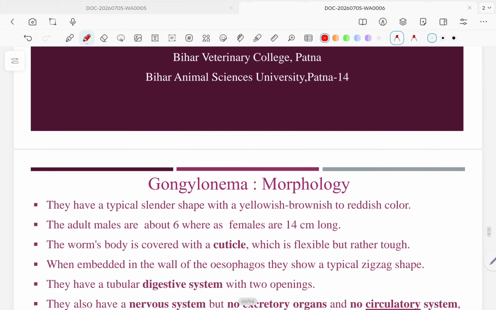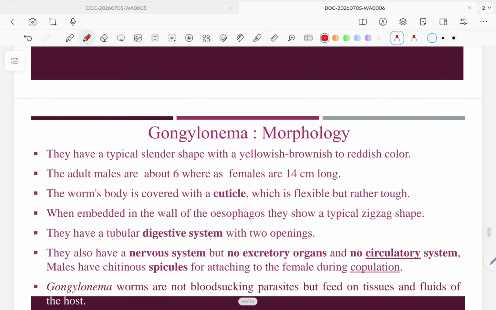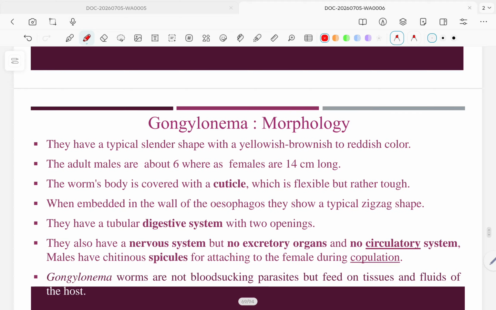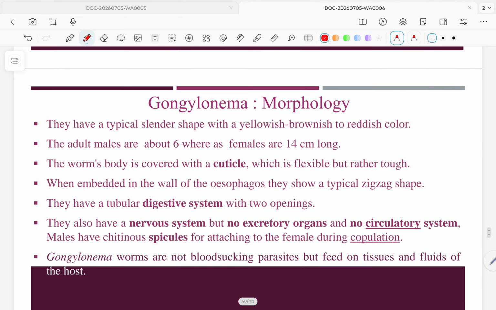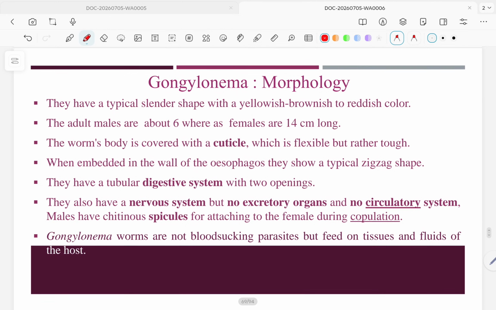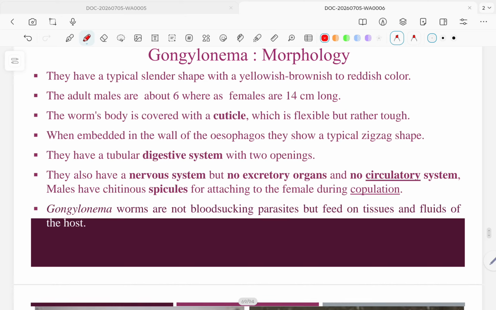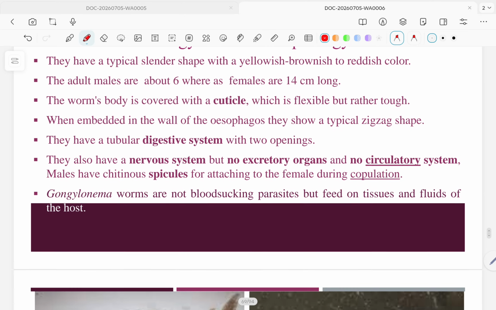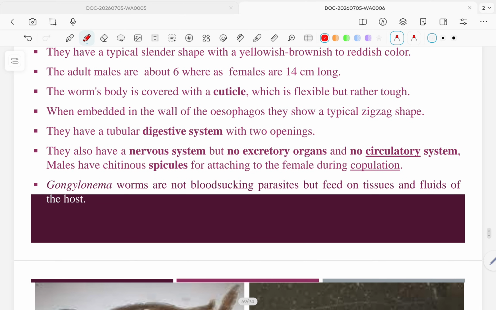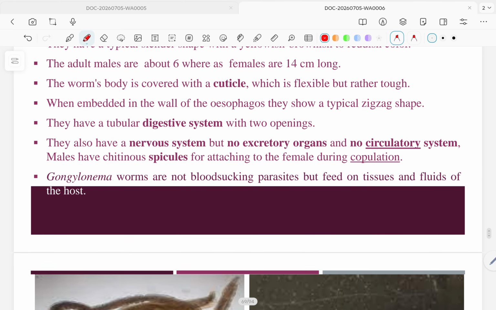Gongylonema morphology. They have a typical slender shape with a yellowish, brownish, or reddish color. The adult males are about 6 cm whereas females are 14 cm long. The worm's body is covered with a cuticle which is flexible but rather tough. When embedded in the wall of the esophagus, they show a typical zigzag shape.